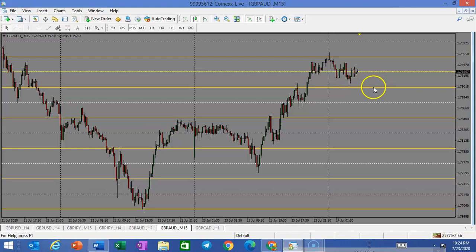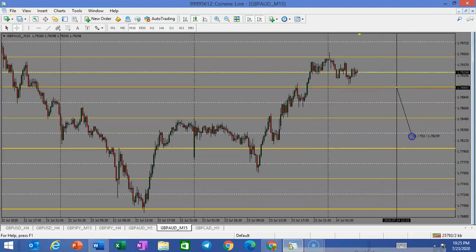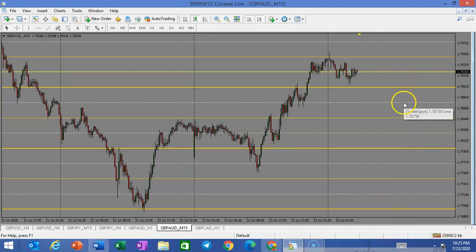So the thicker yellow lines are the exact whole numbers. As you can see, we're using GA for an example. This is the 1.79 level. This is the 1.78. So this is 100 pips. These darker yellow lines are every 100 pips, right? And in between them is every 25 pips.